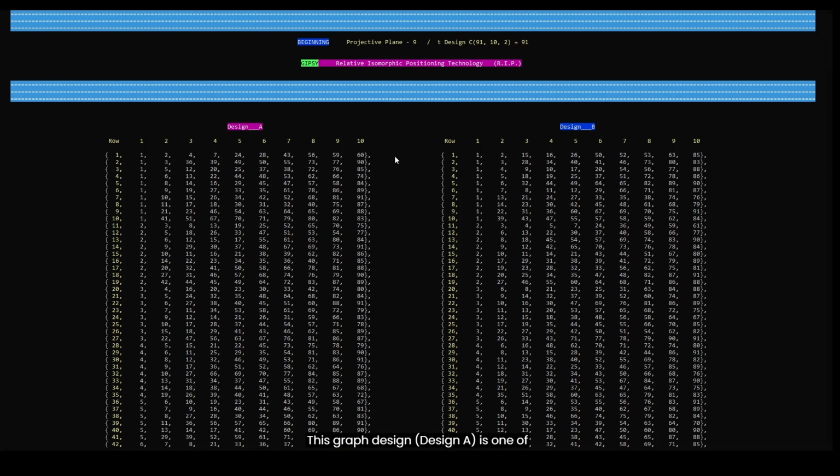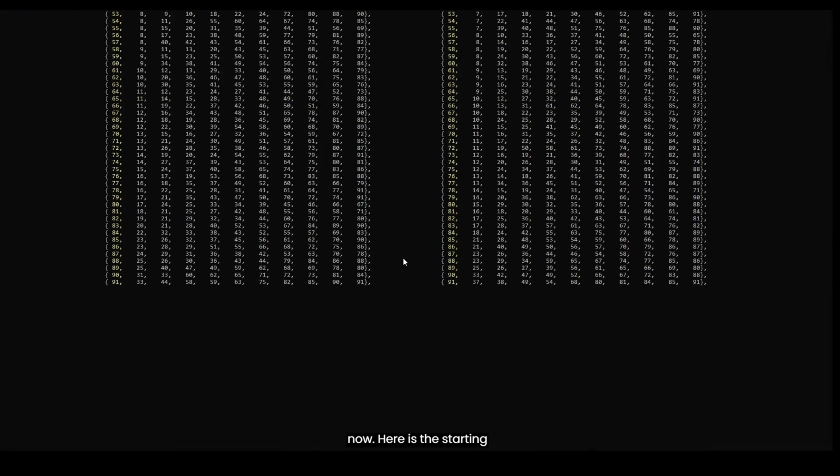This graph, Design A, is one of four benchmark graphs called PP9-2, PP standing for Projective Plane, which can be found in the link in the description. The second graph, Design B, is another one of the four benchmark graphs from the same website. We will begin the search now.